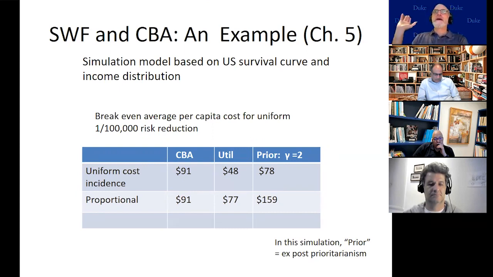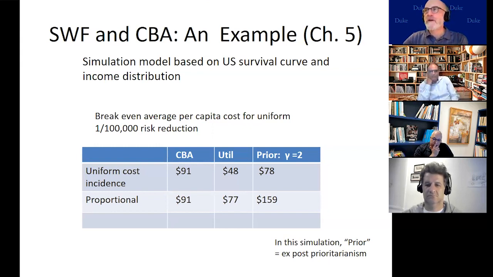So I imagine that I have a policy which will reduce risks across these 25 cohorts, that is the risk of dying in the next year, by one in 100,000. But that's going to be costly, right? We're going to have to require some kind of technology which will lead to reduced consumption, reduced income. And so I'm trying to figure out, well, what are we willing to pay socially? What is the total amount per capita that we're willing to pay for this one in 100,000 risk reduction?